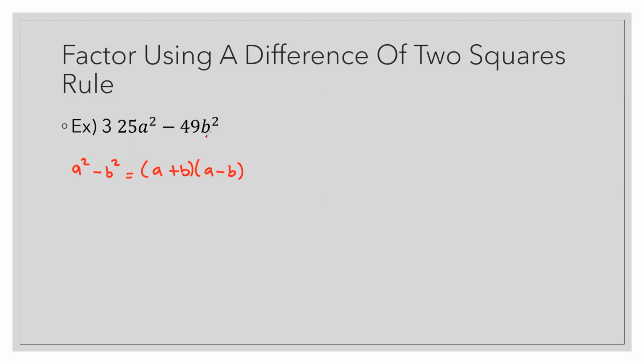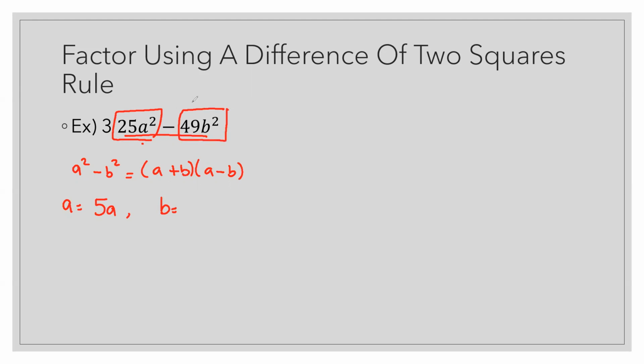So our problem looks like the left. We've got to make it look like the right. So we've got to figure out our a and our b. So what would be our a value? It's actually related to this term, 25a squared. My a has to be a number and a letter. So start with 25. What number when squared gives you 25? 5. And then do the letter a squared. What letter squared gives you a squared? Just a, right?